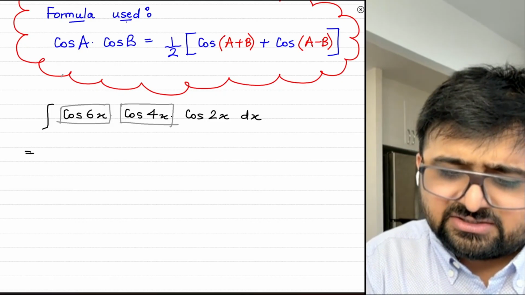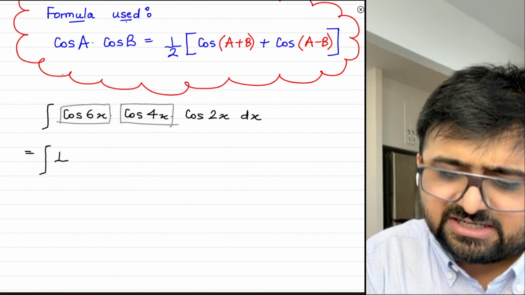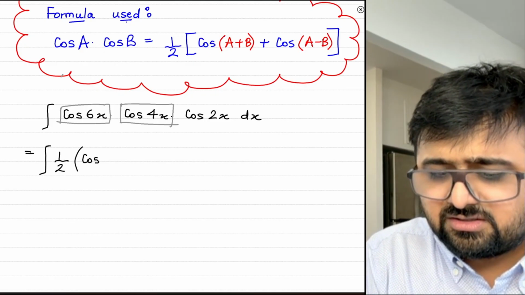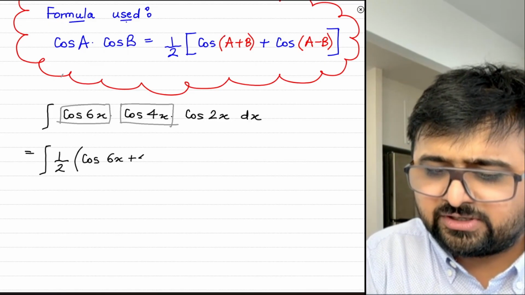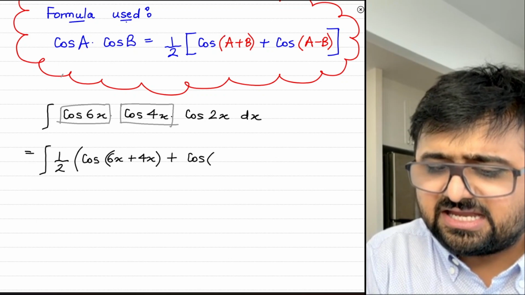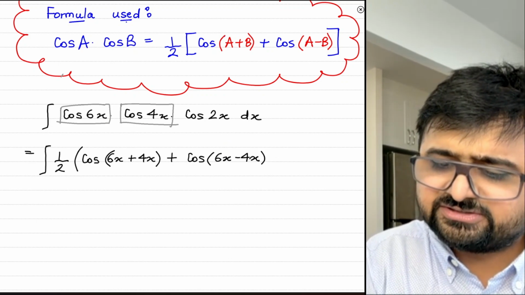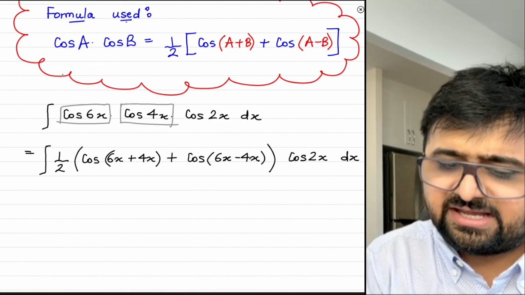So you can write that cos 6x and cos 4x. Every formula starts with a half, so I will write a half. Then I'll put a bracket. Then there is cos of the sum of the angles, A plus B, so you write 6x plus 4x. And then plus cos A minus B, so 6x minus 4x. Close the bracket, and then there is cos 2x with respect to x.